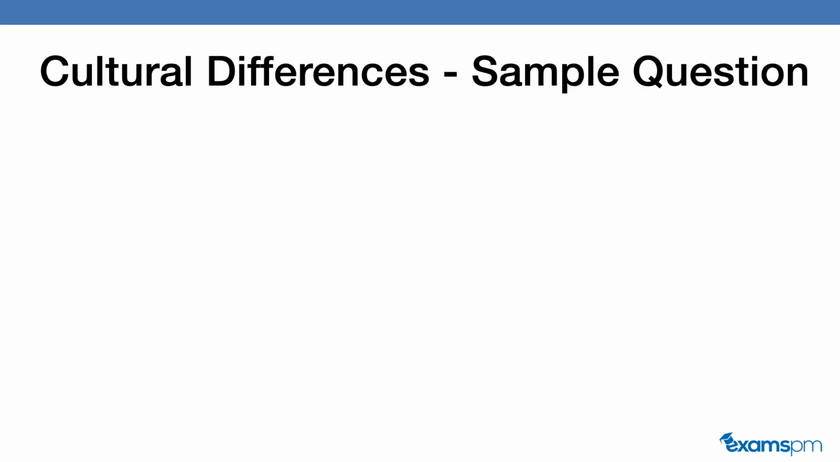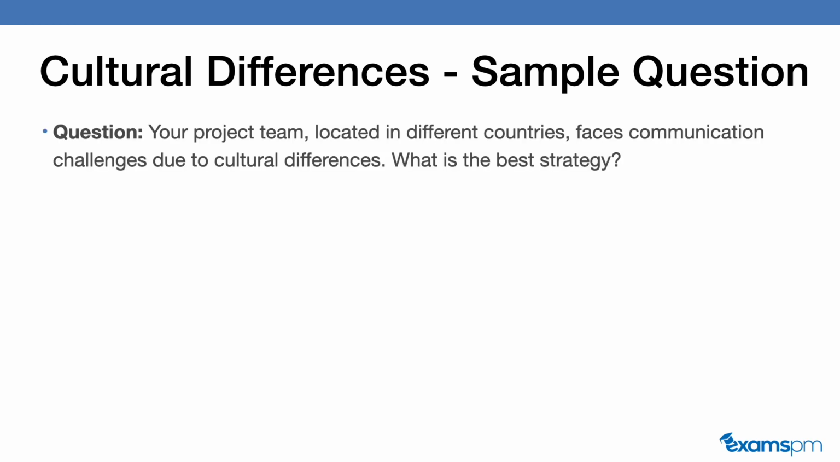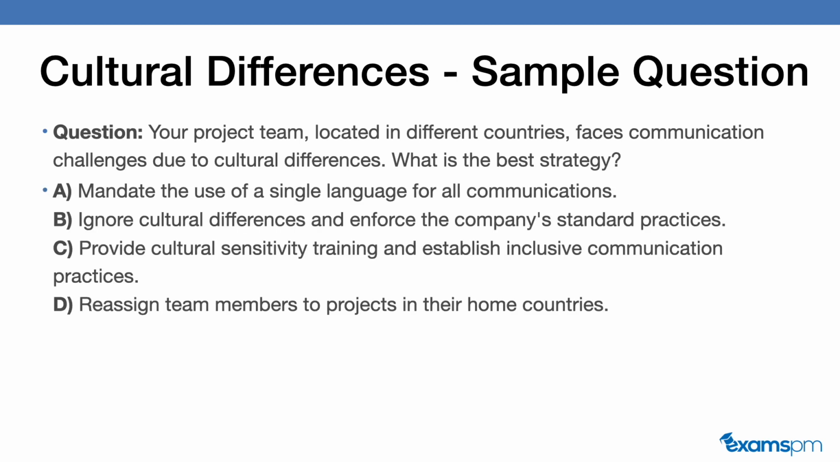Now let's take a look at a sample question that you may encounter for cultural differences here. So the question is, your project team located in different countries face communication challenges due to cultural differences. What is the best strategy that you can take as the project manager? Is it A, to mandate the use of a single language for all communications? B, ignore cultural differences and enforce the company's standard practice? C, provide cultural sensitivity training and establish inclusive communication practices? Or D, reassign team members to projects in their home countries?